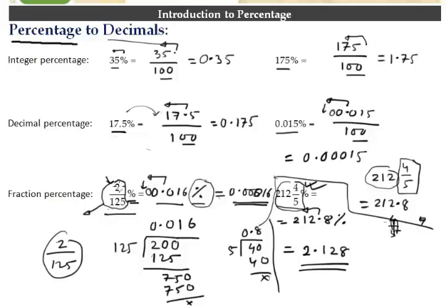So if the value part of the percentage is a fraction, first we will convert the value part only to decimal, and then we will take this decimal point 2 digits left to convert the whole percentage into a decimal value.